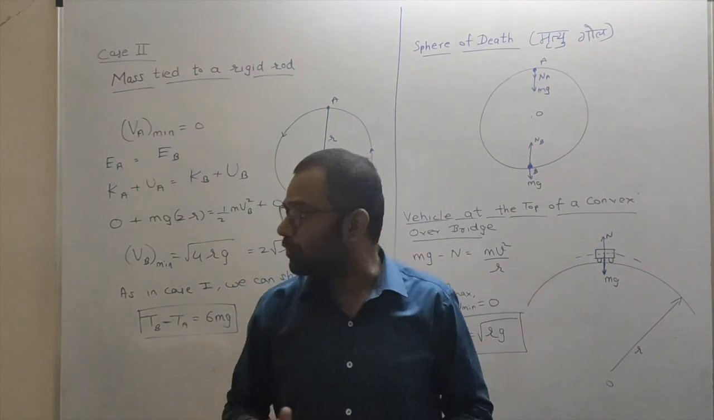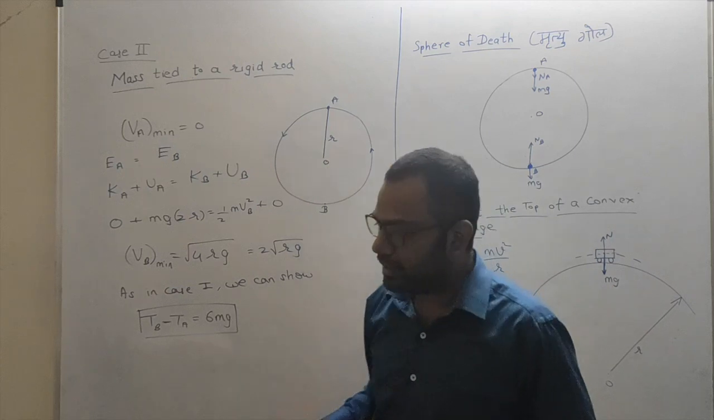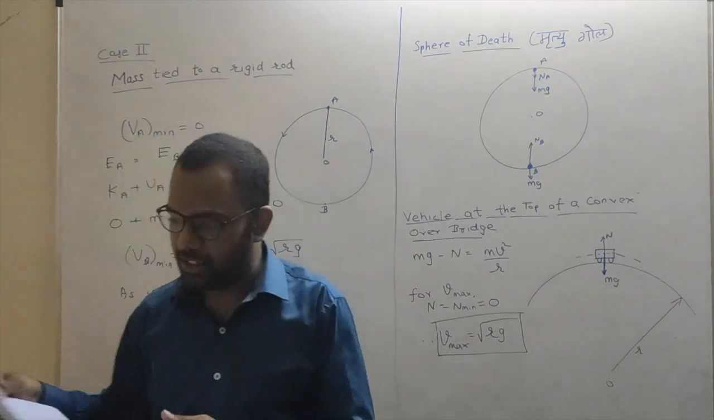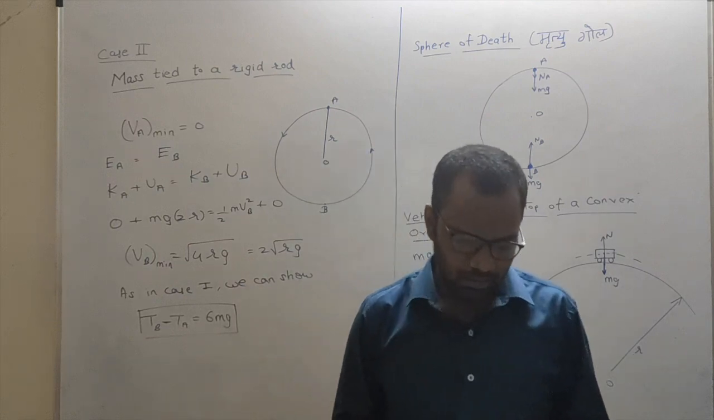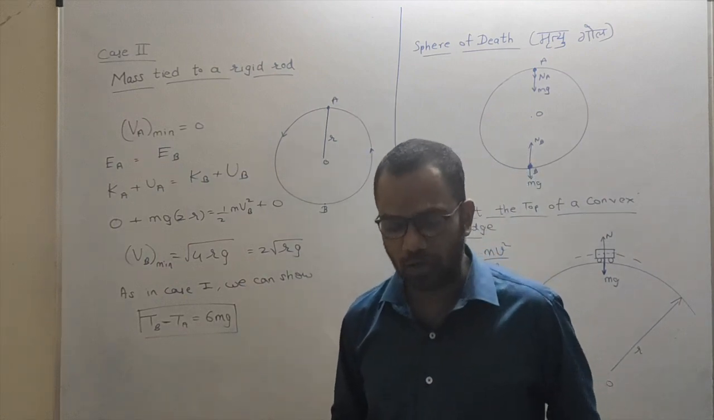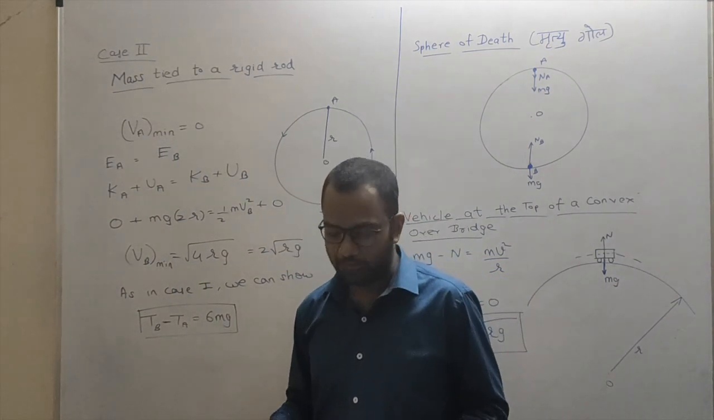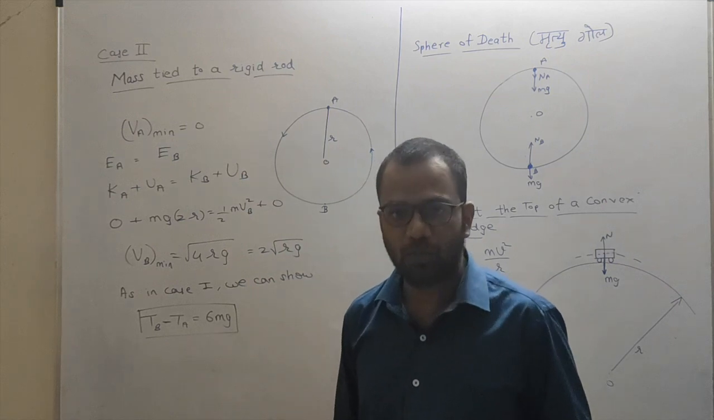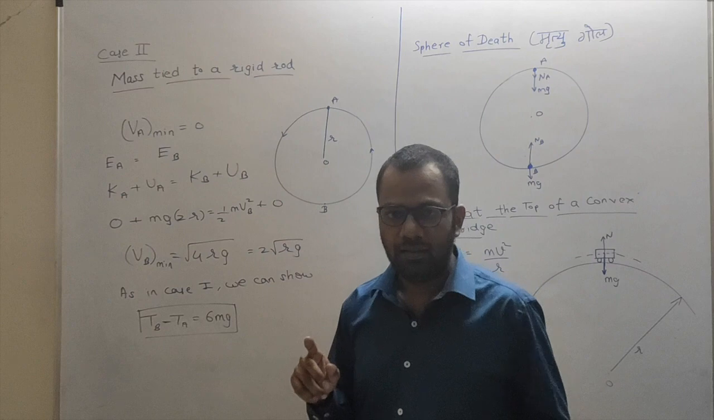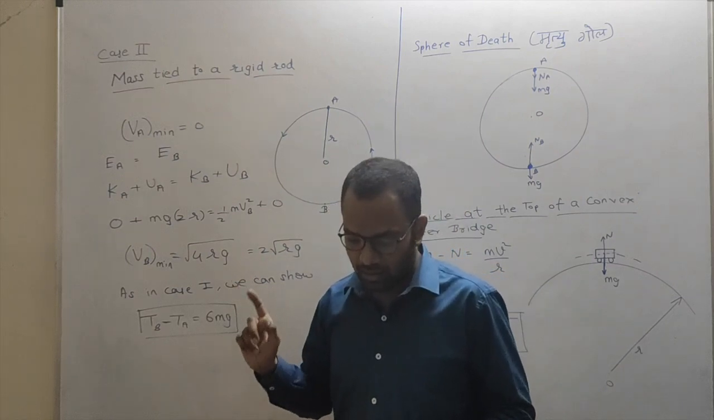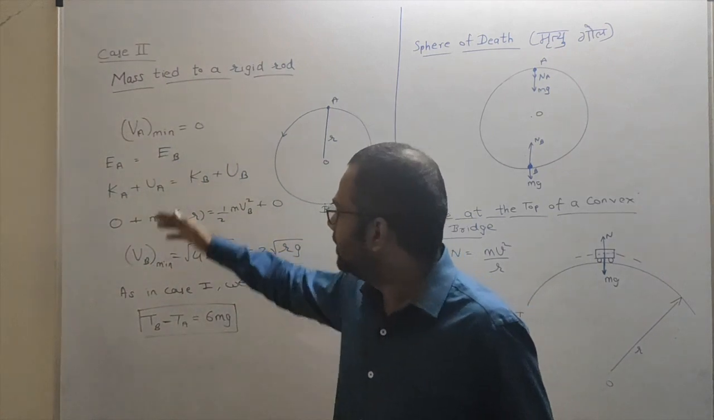Okay, so you first note down this case 2, mass tied to a rigid rod. Then you draw the diagram. Then you can mention, consider a point mass tied to a massless and rigid rod. As the rod is rigid, 0 speed is possible at the uppermost point. I will repeat, as the rod is rigid, 0 speed is possible at the uppermost point. Therefore, VA minimum is equal to 0. Then you mention these things.